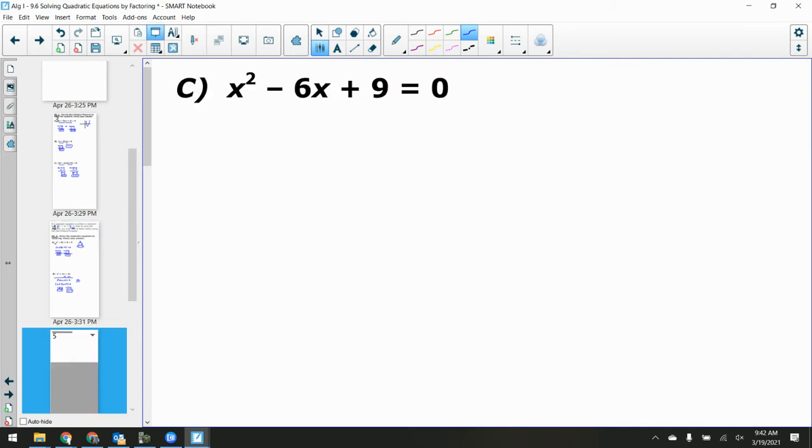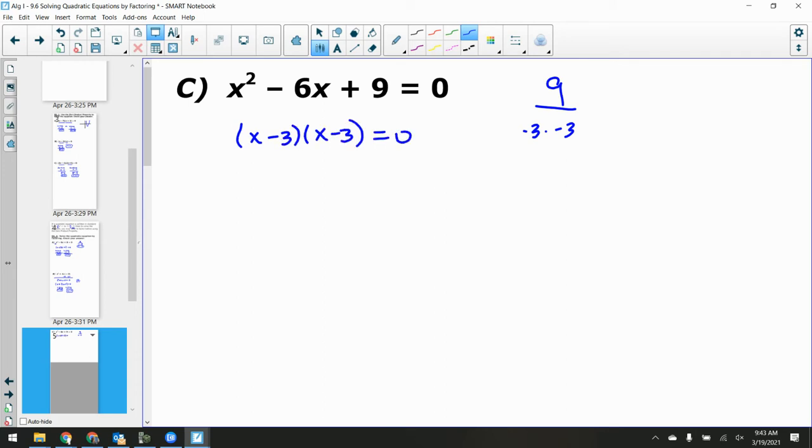Okay, let's take a look at this one. Now, do all quadratics have two x-intercepts? No. We just got done saying that sometimes quadratics only have one x-intercept. Let me show you that case. What are the factors of 9 that add to get to negative 6? Negative 3, negative 3. All right, so that means this will factor into x minus 3, x minus 3.